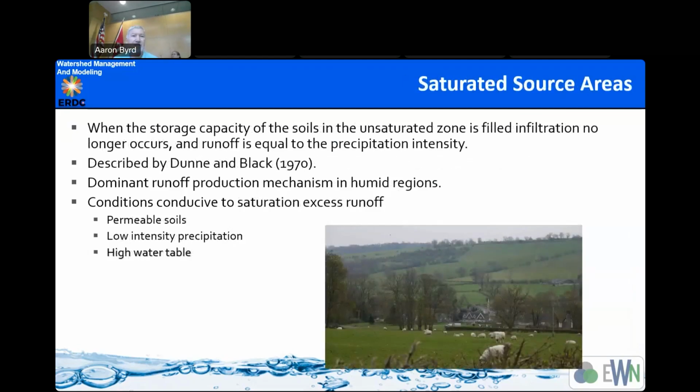Saturated source areas are kind of the opposite. Instead of coming from the top down, you're filling from the bottom up, and so you've exceeded the capacity of the soils to hold water. The process was first described by Dunne and Black in the 70s, and it's a dominant runoff mechanism in humid regions. You can think of England, where you have permeable soils like glacial tills and low intensity precipitation, where it just rains nonstop all day, every day, which is how I think of London. And then the water table stays high because you have this constant flux of water down to the water table.